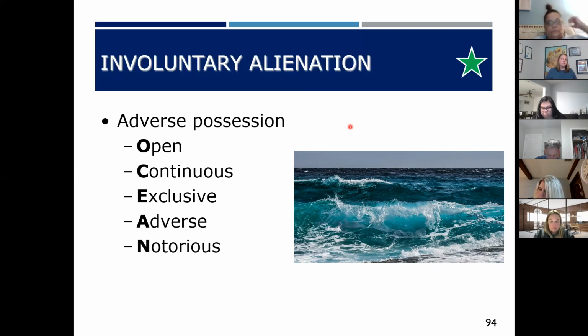Is the use continuous? Has the use been uninterrupted for the last 7 years or 20 years? Is the use exclusive? Exclusive means there's only one claimant. There's only one person trying to claim adverse possession. You don't have 5 people showing up trying to claim it. It's exclusive. You just have one.